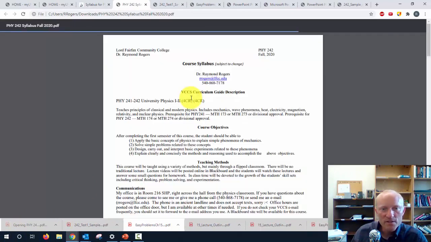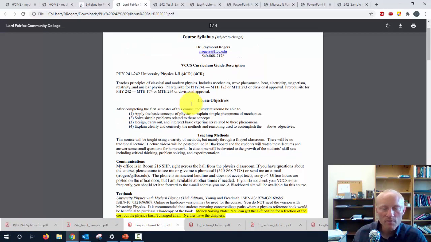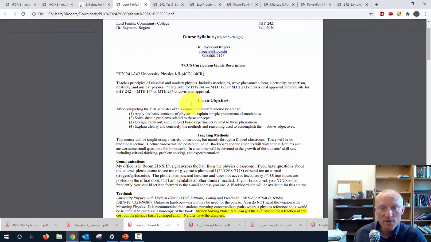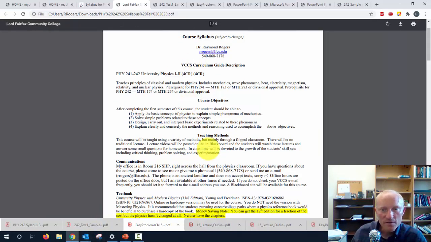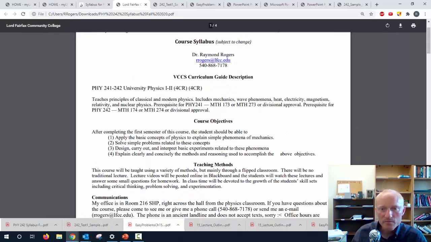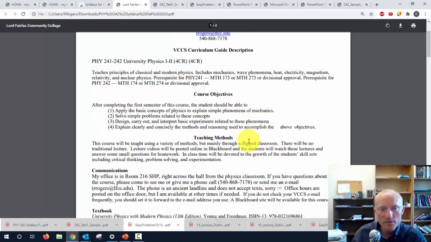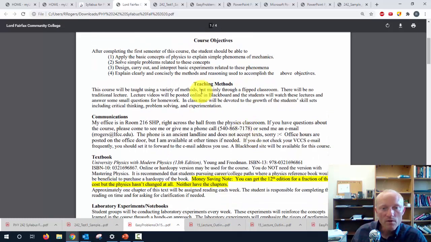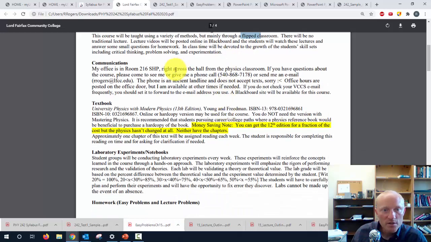It's got the standard VCCS description that says, hey, we're going to cover waves, electricity, magnetism, and then electromagnetic waves. You definitely need to be in Calculus 2 or have taken that. And what we're going to do is get good at solving problems in these areas. Again, face-to-face, this is a flipped classroom. Online, it's a flipped classroom, just with some breakout sessions instead of classrooms. Best way to get in touch with me is to shoot me an email, just right there. Here's the textbook, same as Physics 241, and you can get by with the previous edition to save some money.